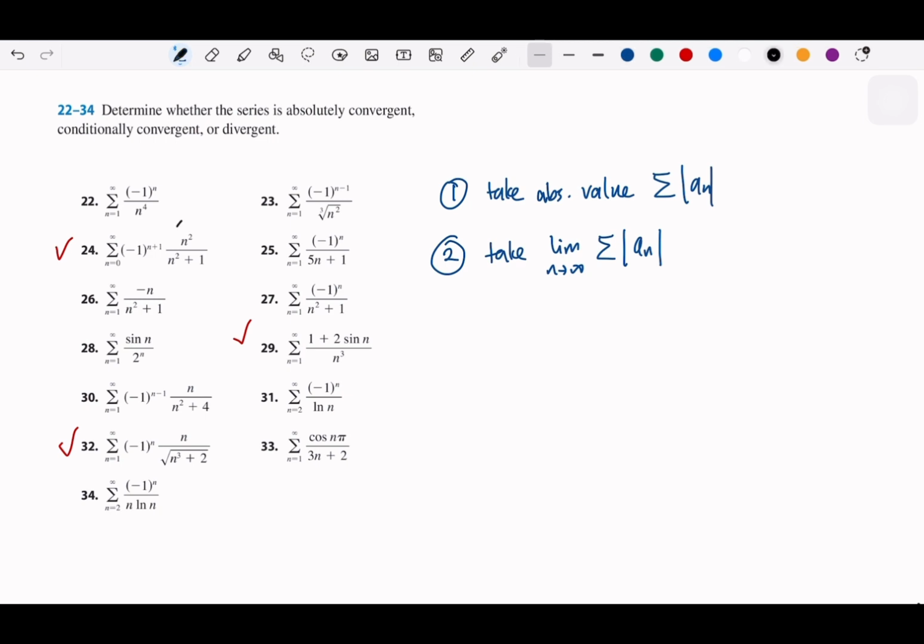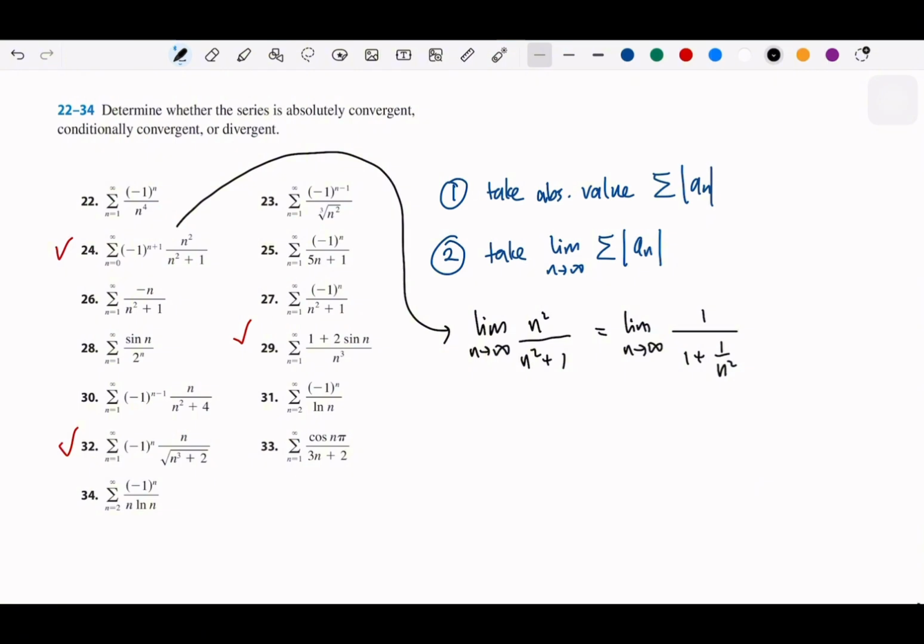So let me write here. We can take the limit, and we can write it as 1 plus 1 over n squared, which means this is equal to 1. So it is clear it doesn't go to 0. So let me write here that this is not 0, right?